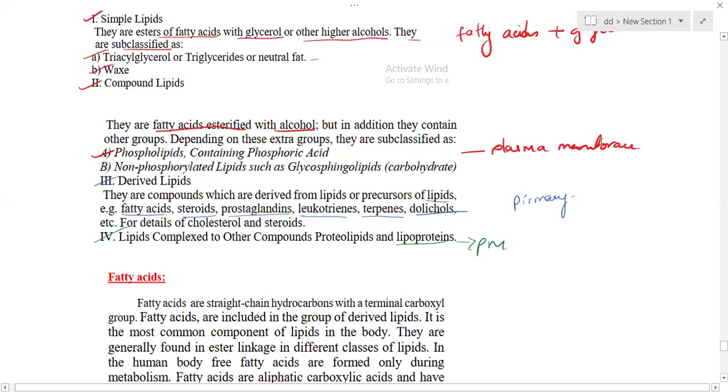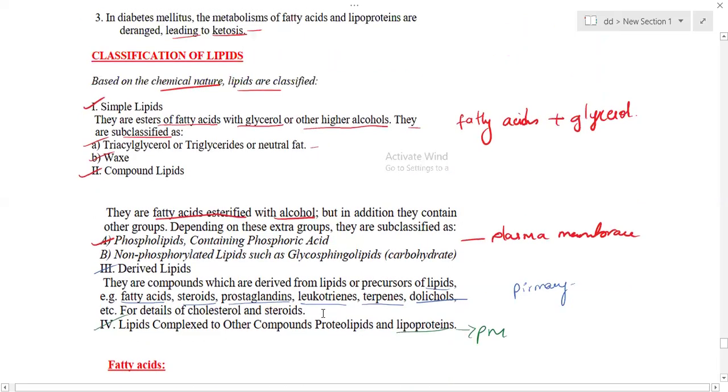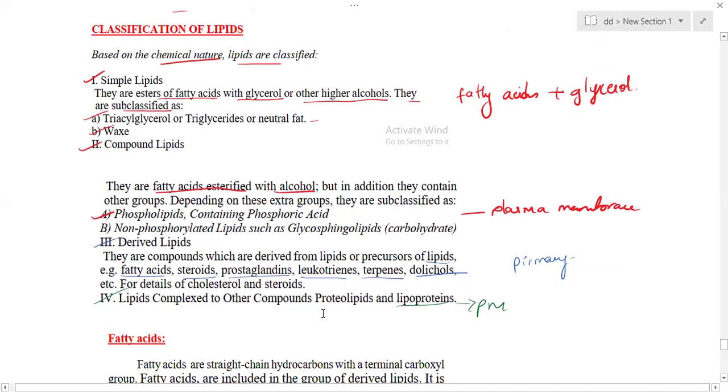Okay, this is all about, so how many types of lipids? Classification of simple lipids, compound lipids, derived lipids, and lipid complex or complex lipids or other compound proteolipids or lipoproteins.